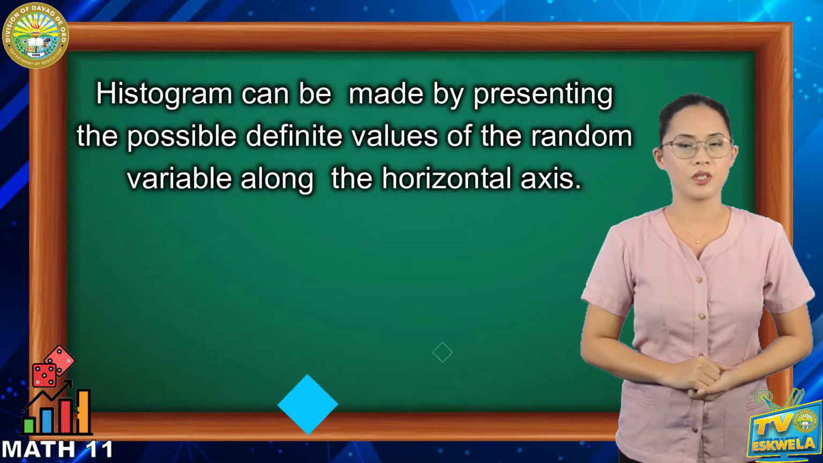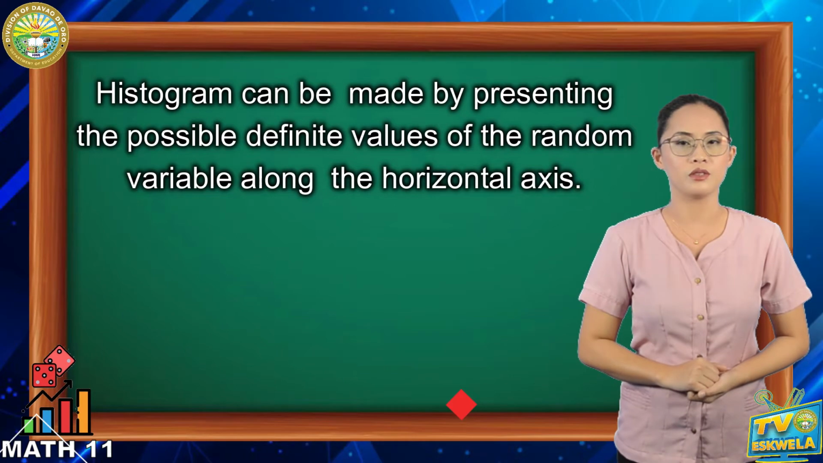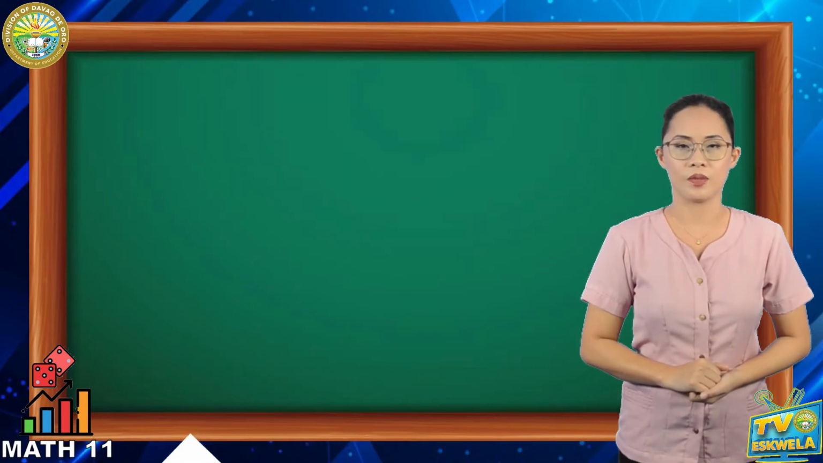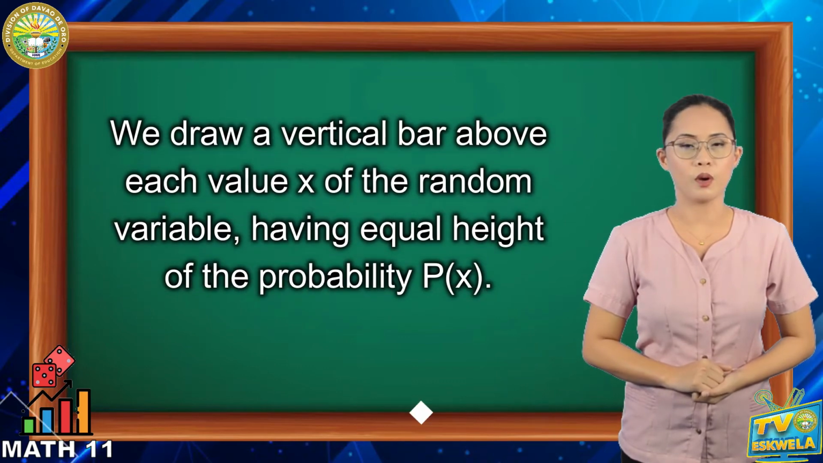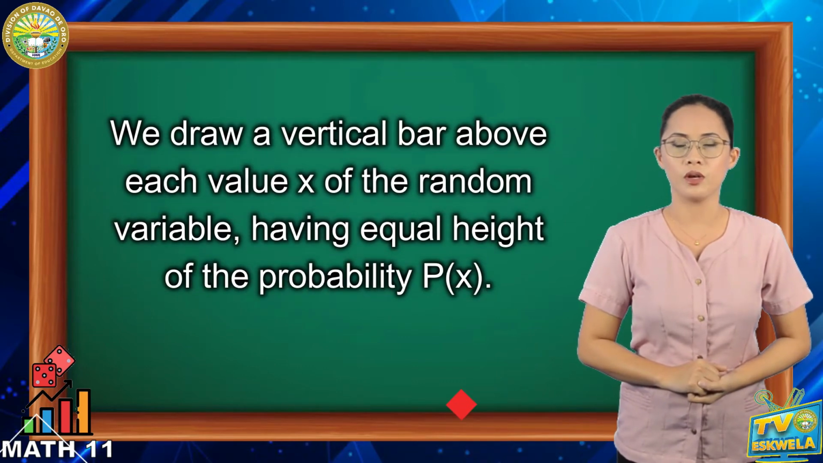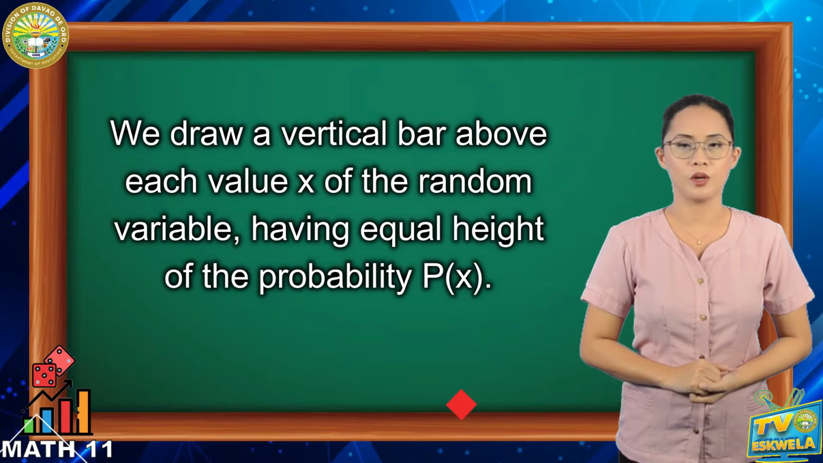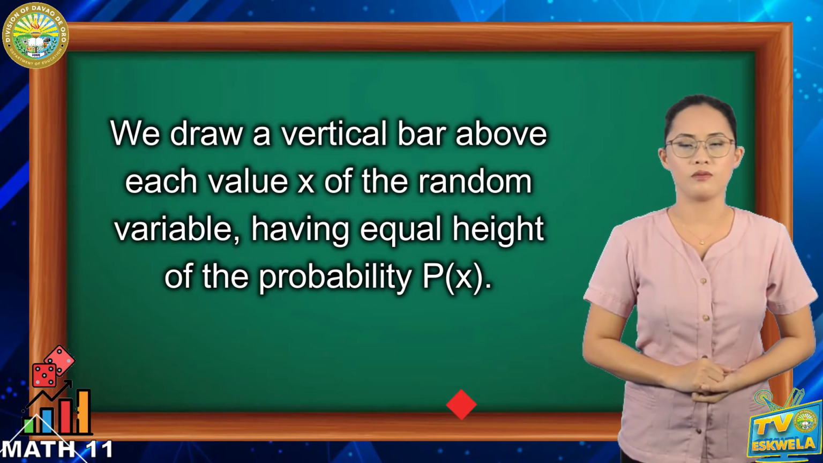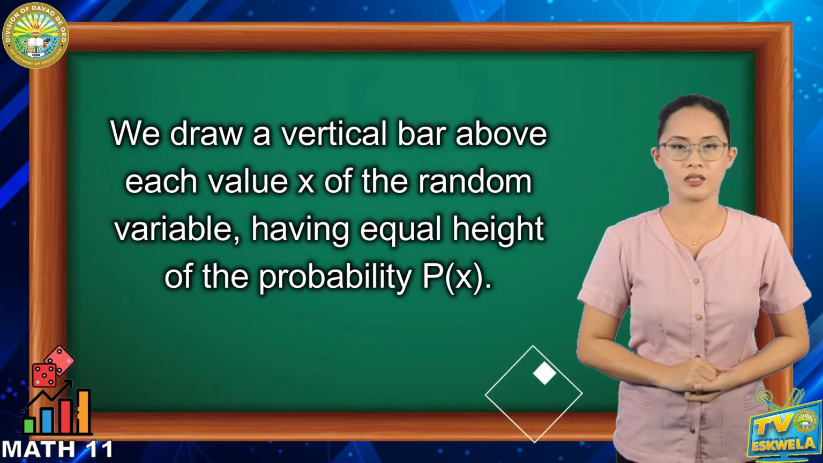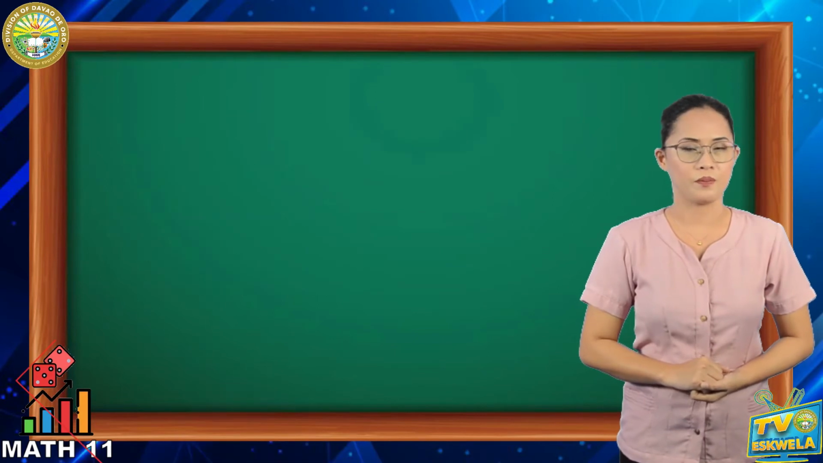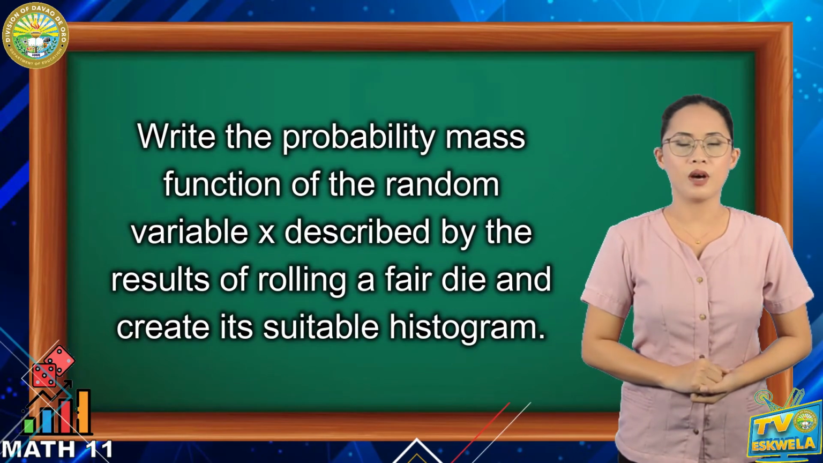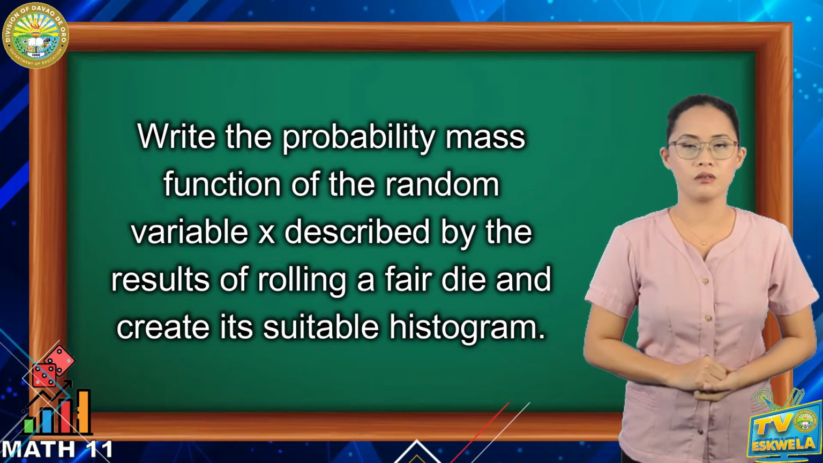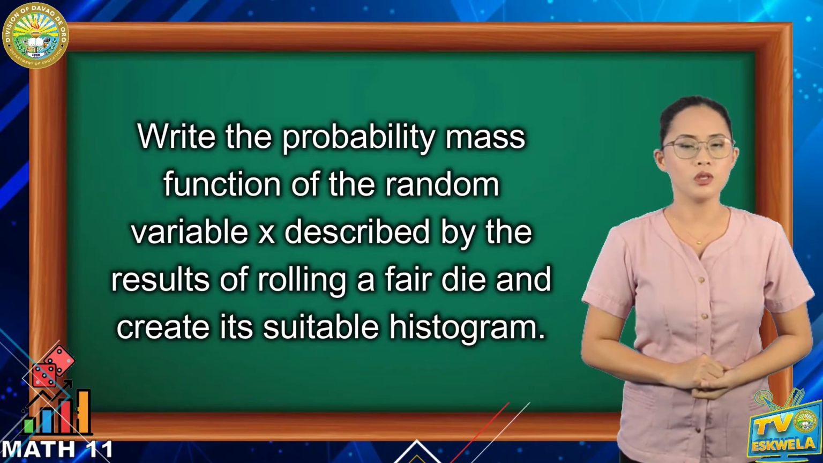A histogram can be made by presenting the possible definite values of the random variable along the horizontal axis. We draw a vertical bar above each value x of the random variable, having equal height of the probability p of x. Example: write the probability mass function of the random variable x described by the results of rolling a fair die and create its suitable histogram.